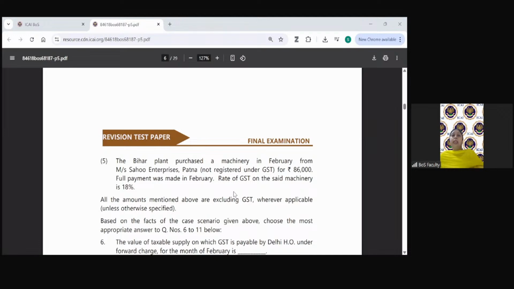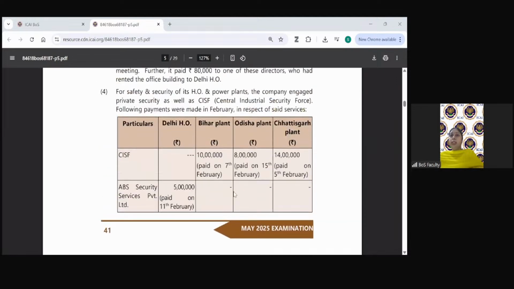And what happened is that now any supplies which we have received from unregistered persons are not chargeable under reverse charge. In fact, this provision never became effective. That is why this particular inward supply is not taxable under reverse charge. So this we have to leave. Now we come to the next point.